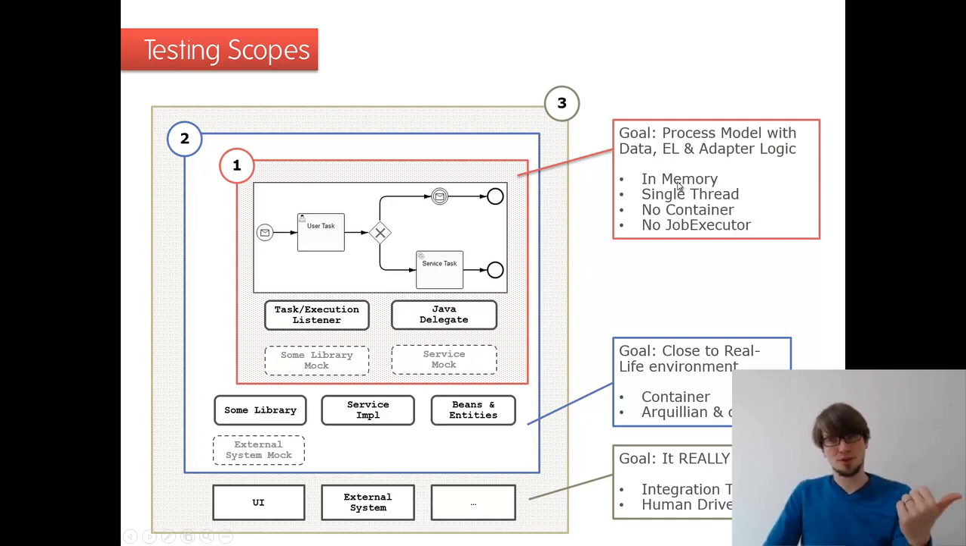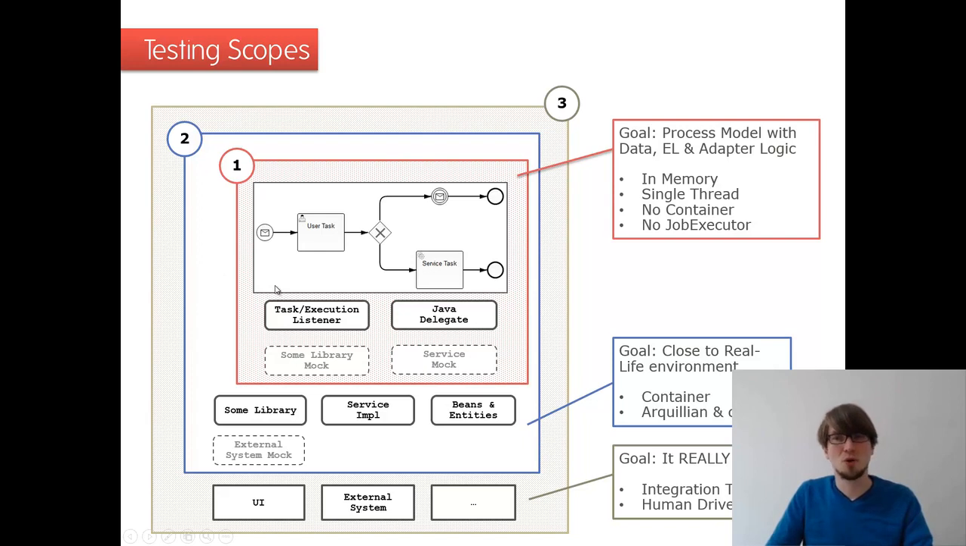But we do it in memory, so with the in-memory database. We do it single-threaded, so no job executor is running. That's important. So we don't have to wait for another thread to continue the asynchronous service task, for example, but we do that ourselves with the management service. And we don't want to have a container like JBoss or Tomcat to be required, because that makes the test really fast. And by doing so you really have test cases which are easy to handle and which can be executed all the time. Okay, and that really makes sense. So that's the scope we tackled.